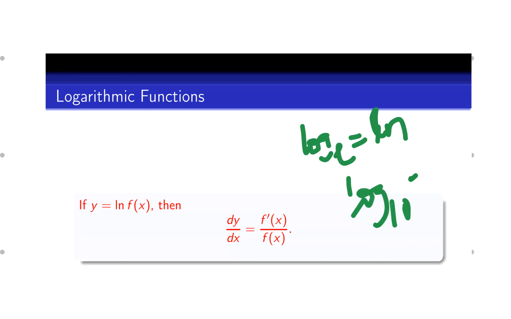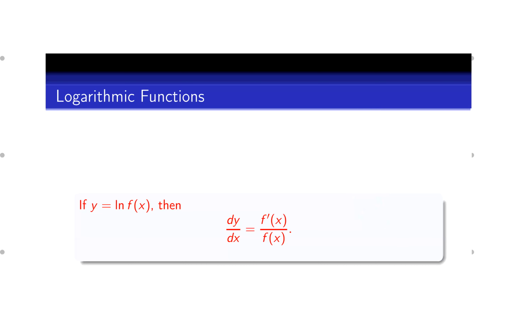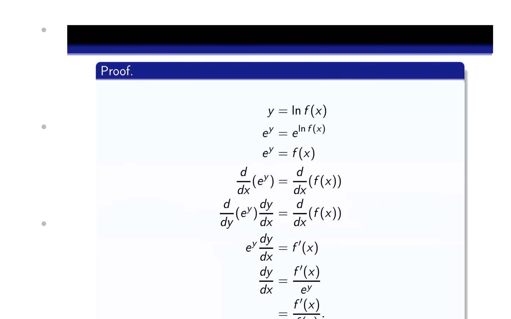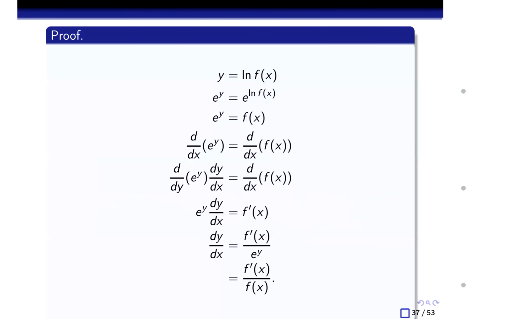So if you have y equals ln f(x), then dy/dx will simply be: differentiate the function f(x) and put it over the original function you had before, right? So you have f'(x) all over the original f(x), like that. So that's for logarithmic function. And this has a proof, right? Imagine that y is equal to ln f(x).